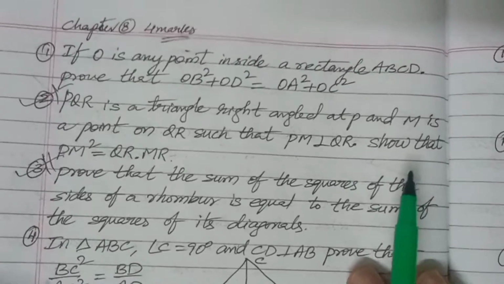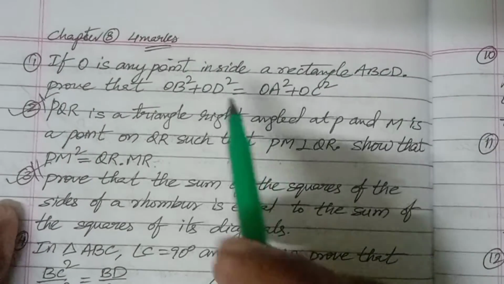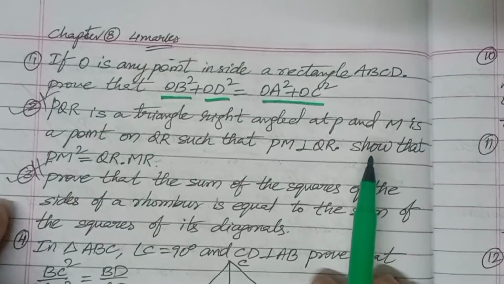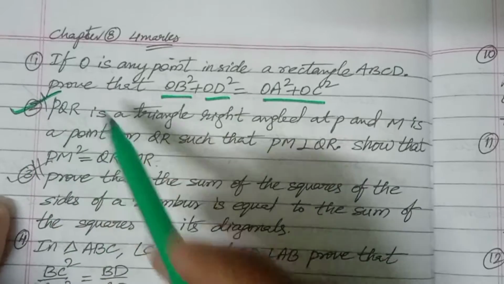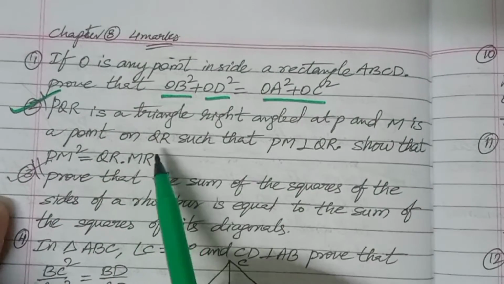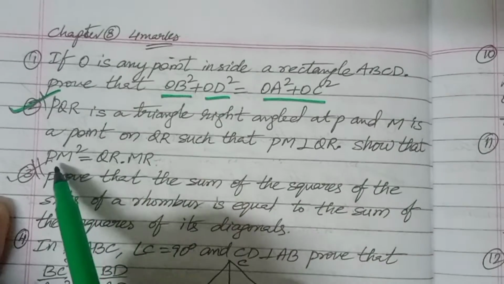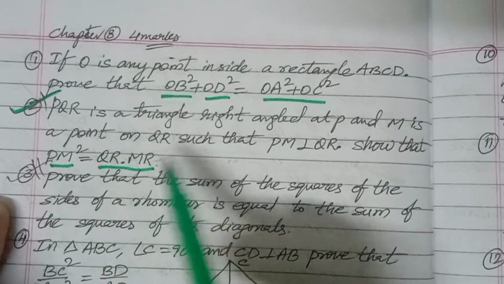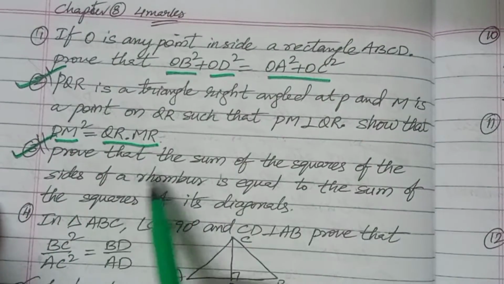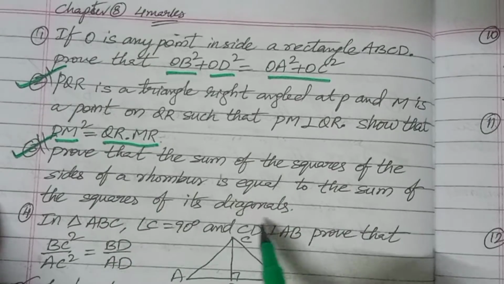Next, 4 mark questions. If O is a point inside a rectangle ABCD, then prove that OB square plus OD square equal to OA square plus OC square. Very important question. PQR is a triangle, right angled at P, and M is the point on QR such that PM is perpendicular to QR. Prove that PM square is equal to QM into MR. Very important question. Next question, prove that the sum of the squares of the sides of a rhombus is equal to the sum of the squares of its diagonals.